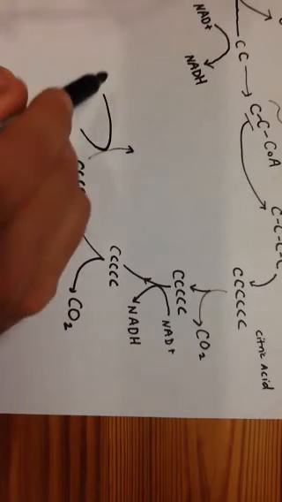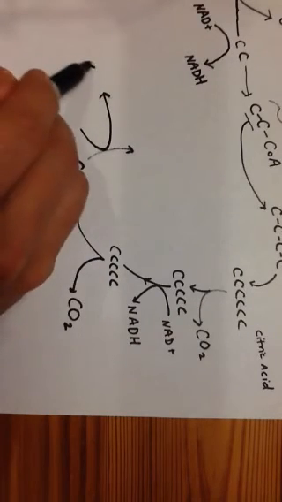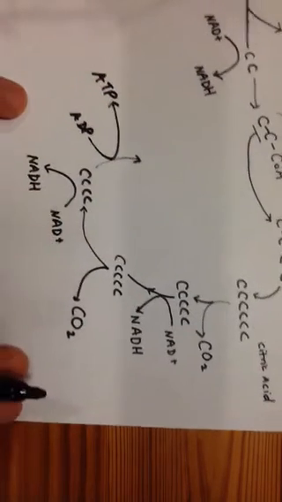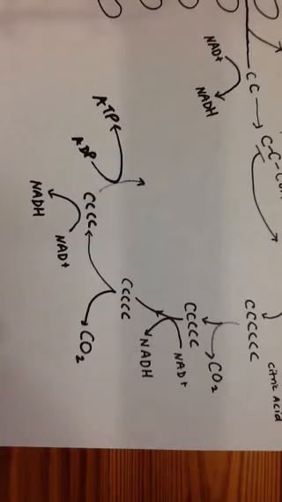We get the formation of ATP, and again that's going to be substrate level phosphorylation. Essentially we have the transfer of an inorganic phosphate to ADP, and that's going to be by an enzyme transferring it from one substrate to the ADP.